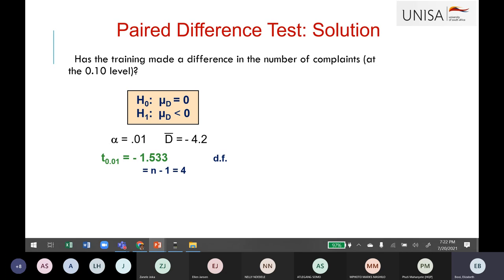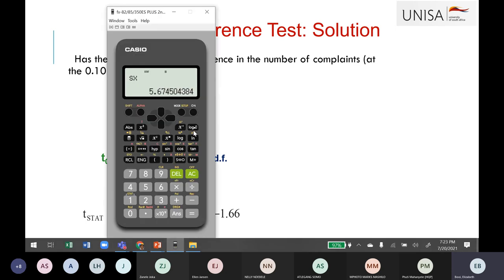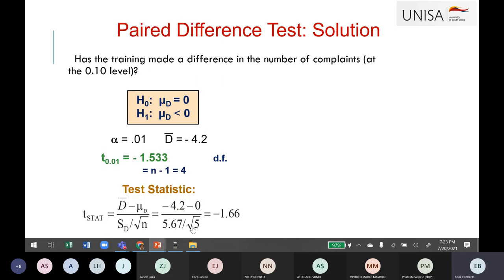So also we can go and find the critical value, which will give us the region of rejection. Our degrees of freedom helps us to find the critical value. Then we calculate the test statistic. Remember, we've calculated our mean difference. We found that the mean was minus 4.2, and our population mean is zero, always going to be zero. Divide by the standard error, which is the standard deviation, which we did last, 5.67, divided by the square root of 5, because there were 5 observations.